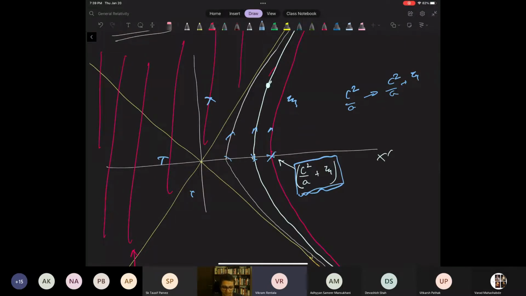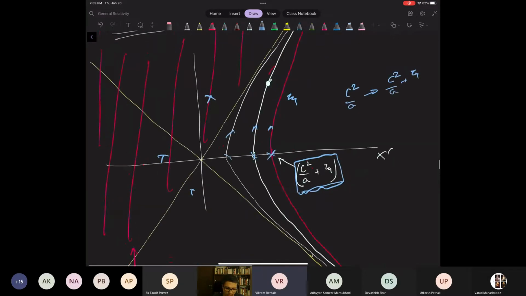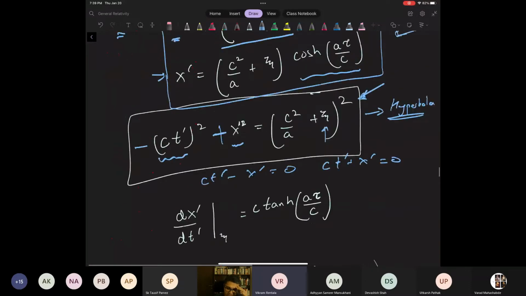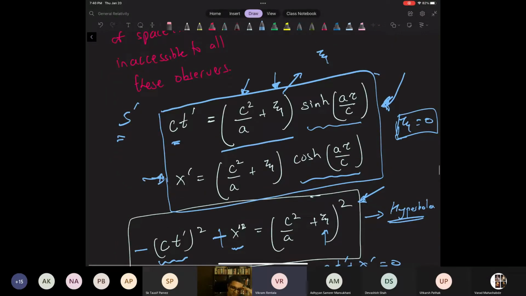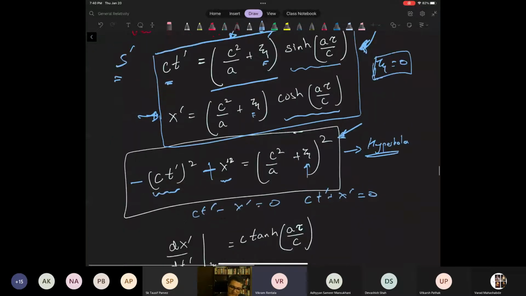I have also drawn these so that this hyperbola is more curved than this hyperbola, which is more curved than this hyperbola, and so on. All these hyperbolas, extending arbitrarily far up, have the same asymptotes. So let's try to find, for any one of these observers, parameterized by a particular value of xi, what is their velocity.